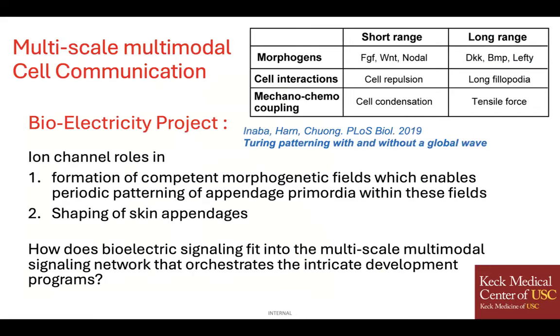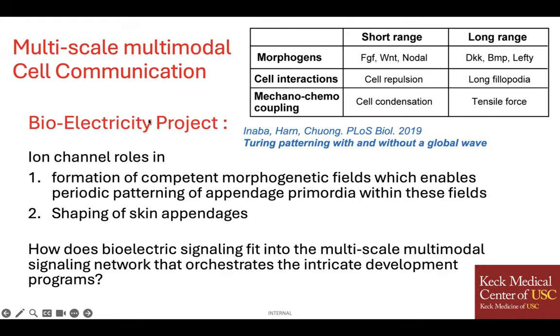I suspect the field is really just glimpsing an enormously complex signaling network, which is operating across many scales in terms of both space and time. It's also involving quite a range of types of signaling, whether they be biophysical or biochemical.